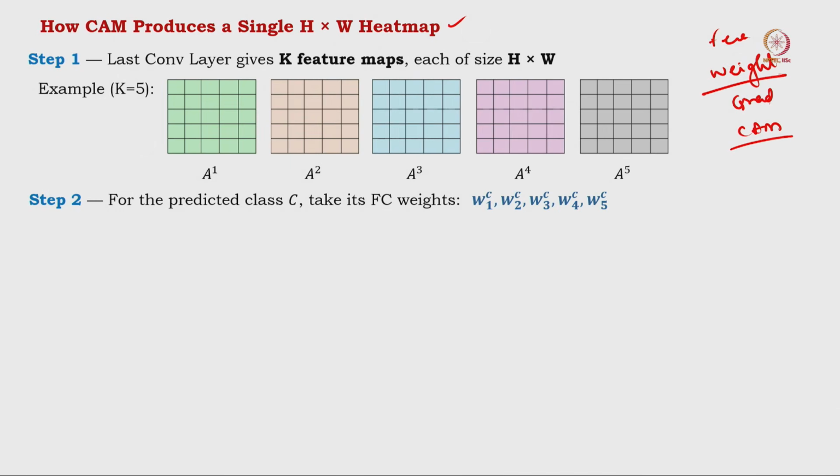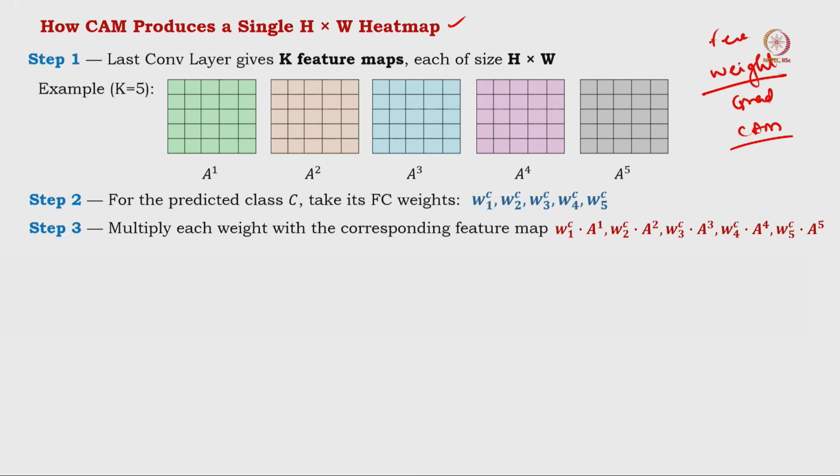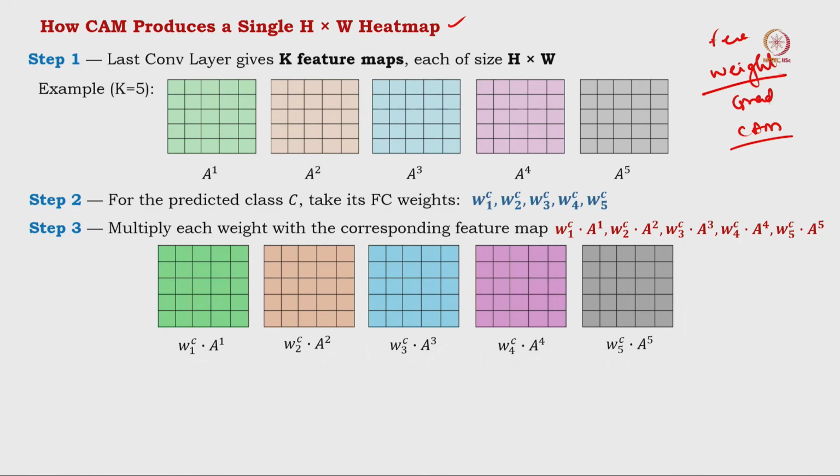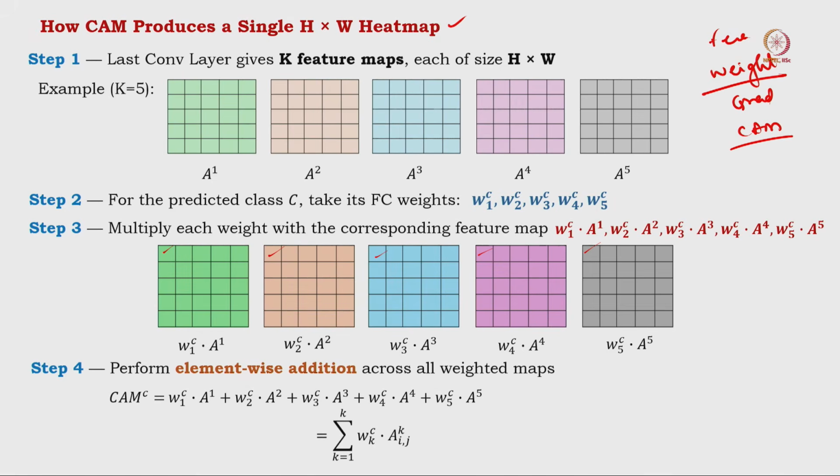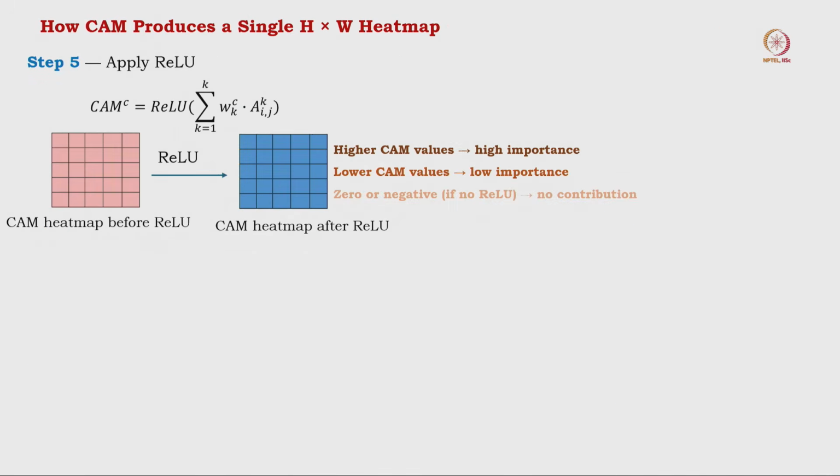So, for a predicted class, take its fully connected weights, and the next step is to multiply these weights with the feature map. We get something like this, and then we do a point-wise, element-wise addition. By performing the element-wise addition, we get one feature map. That feature map is the heat map, and if that heat map has some negative values, pass it to ReLU, so that you have only positive values and 0. Higher values mean high importance, lower values mean low importance, and 0 or negative, if no ReLU is applied, means there is no contribution.